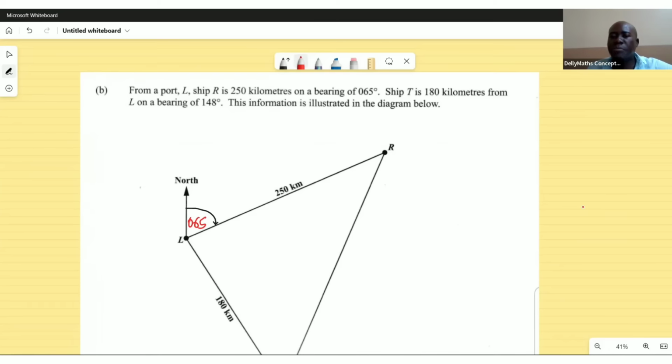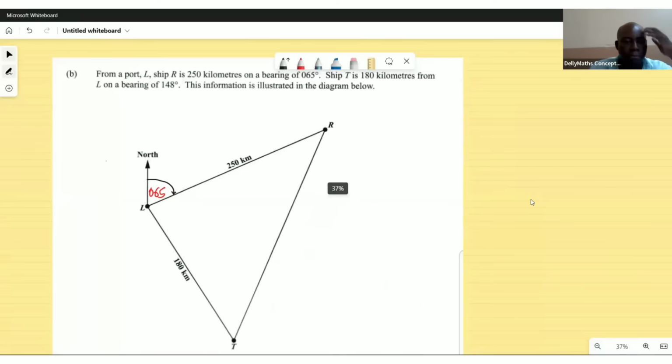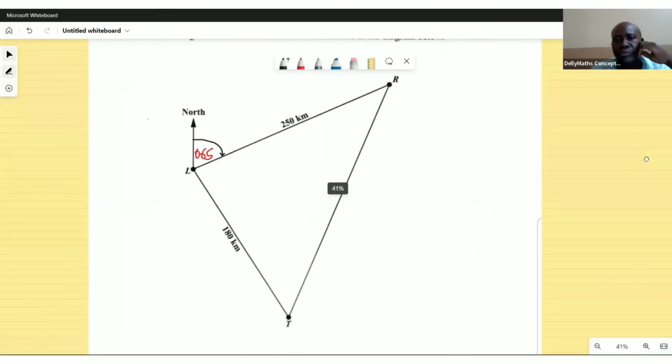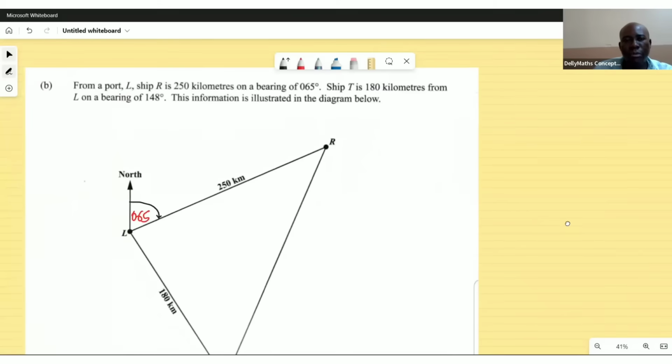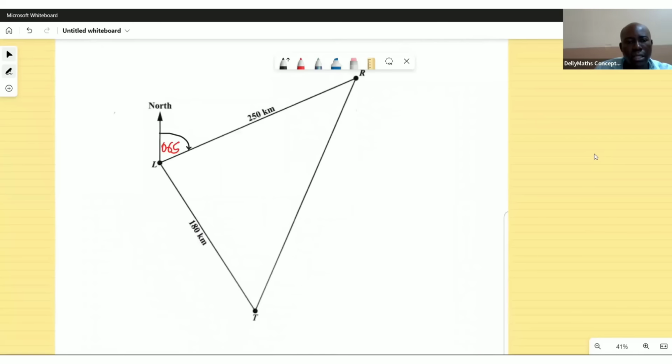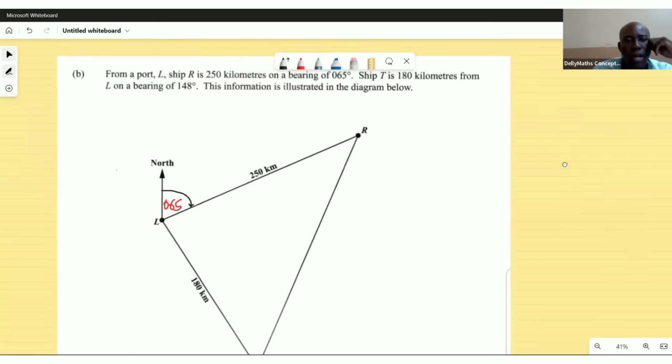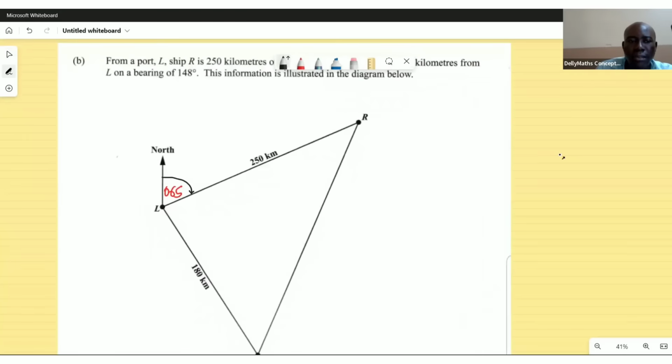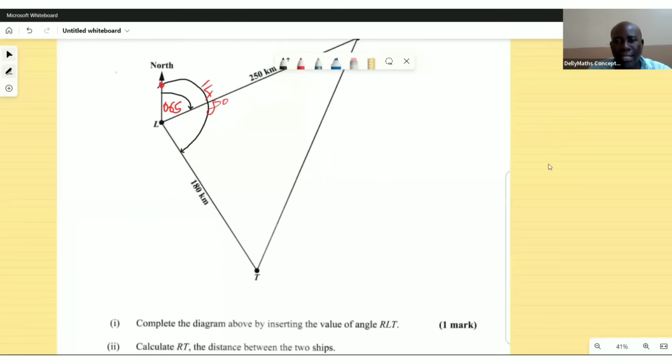And then it says ship T is 180 kilometers from L. So we're seeing that. And then it says on a bearing of 148, which means all of this bearing here, from the north, coming around, all of that would be 148 degrees. This information is illustrated there. So we're looking at that, all right?